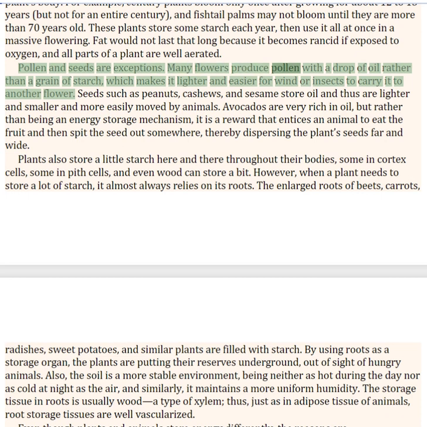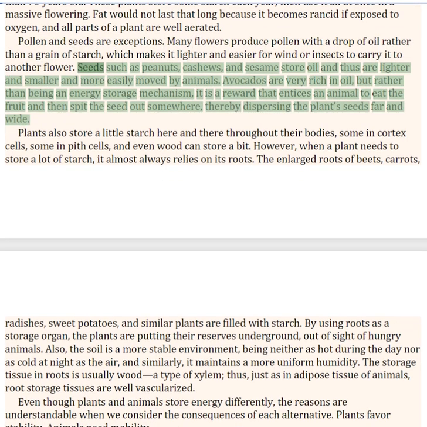Many flowers produce pollen with a drop of oil rather than a grain of starch, which makes it lighter and easier for wind or insects to carry it to another flower. Seeds such as peanuts, cashews, and sesame store oil and thus are lighter and smaller and more easily moved by animals. Avocados are very rich in oil, but rather than being an energy storage mechanism, it is a reward that entices an animal to eat the fruit and then spit the seed out somewhere, thereby dispersing the plant seeds far and wide.